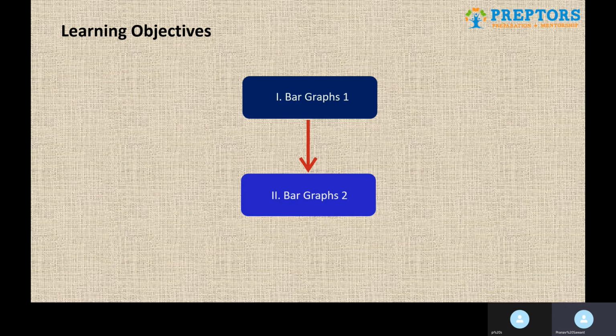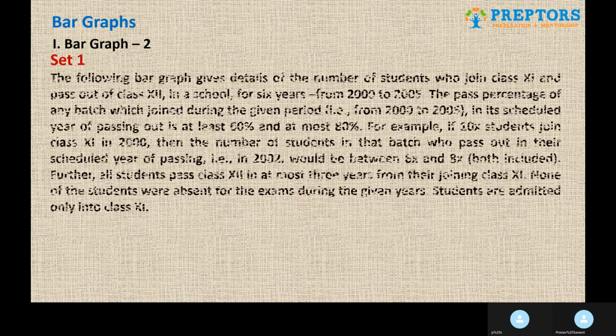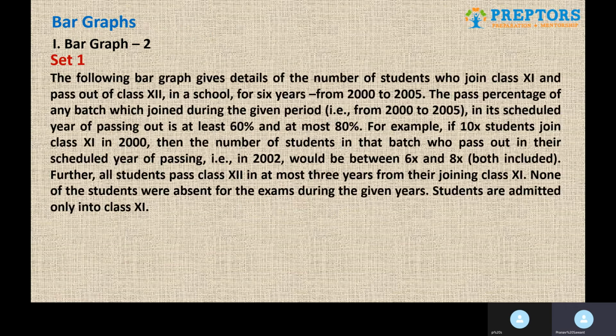Let's move to the next set now. The following bar graph gives details of the number of students who join class 11 and pass out of class 12 in a school for 6 years from 2000 to 2005. The pass percent of any batch which joined during the given period, in its scheduled year of passing out, is at least 60% and at most 80%. So it's minimum 60% and maximum 80%.